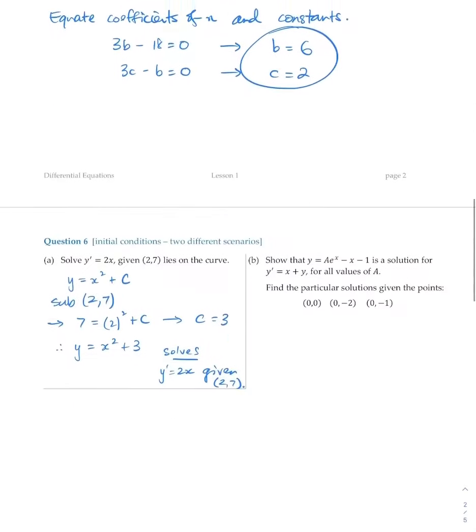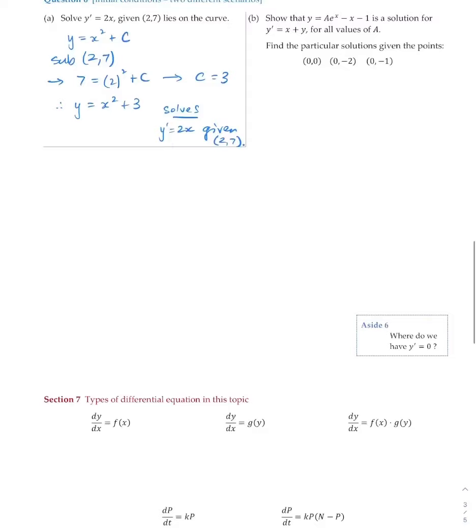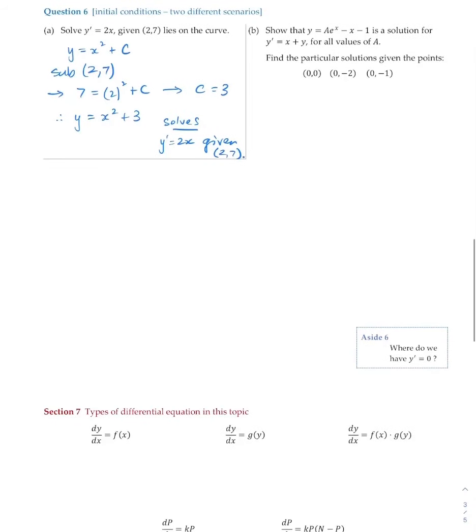Okay, up to 6b now. This is another verification, but then there's finding some particular solutions, and I'll show you some nice graphics to do with this as well. Show that y equals a e to the x minus 1 is a solution for this differential equation for all values of a.